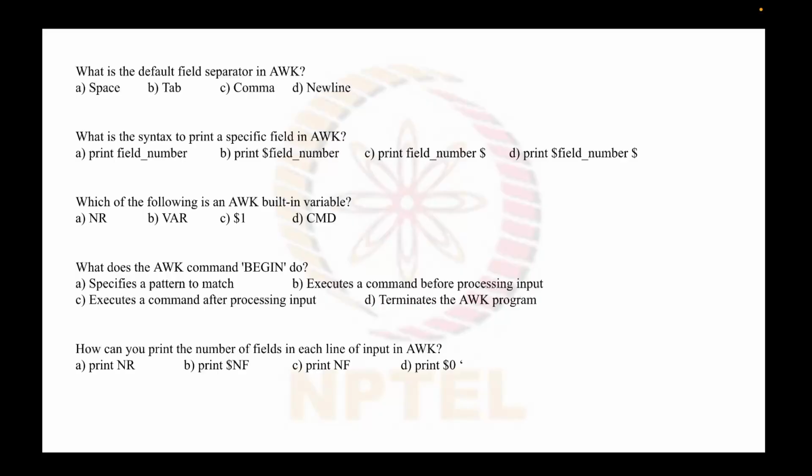Okay, yeah, let's go question by question. What is the default field separator in awk? It is a new line. What is the syntax to print a specific field in awk? So the field is denoted by dollar field number, that is $1, $2, $3, like that. Which of the following is an awk built-in variable, that is nr?